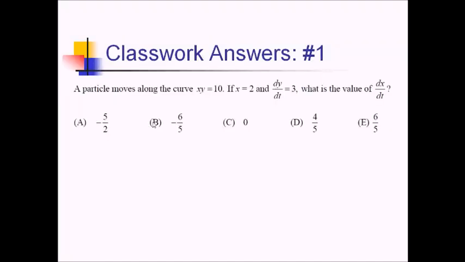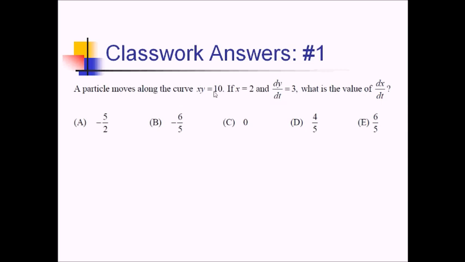On this problem, we have a particle moving along the curve xy equals 10, and they're telling us x is 2, dy over dt is 3. We want the value of dx over dt. This is a related rates problem. The dt kind of tips us off to that. So we need to take the derivative implicitly of this equation with respect to t.